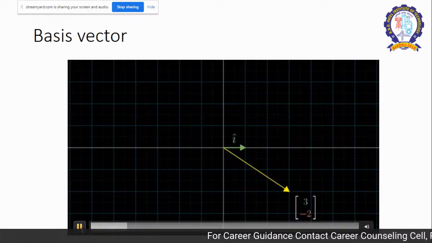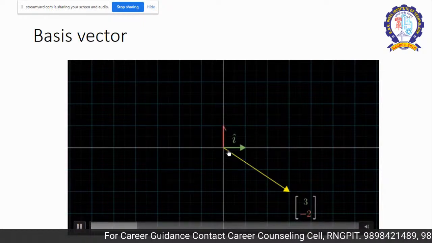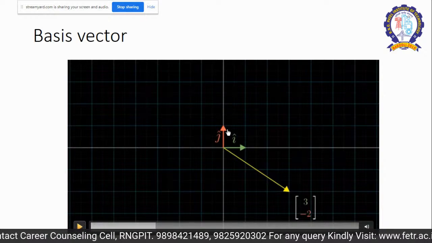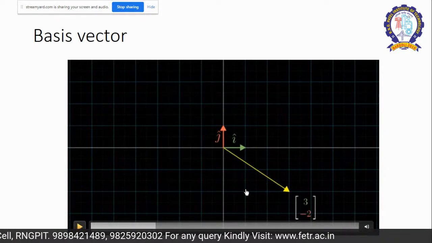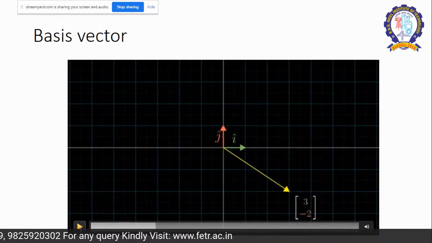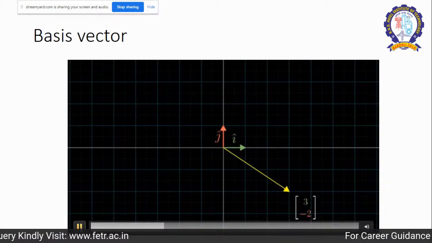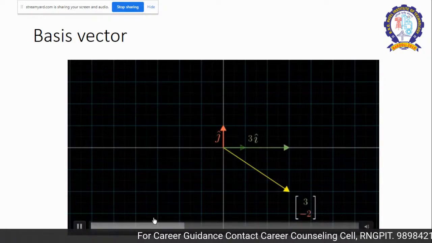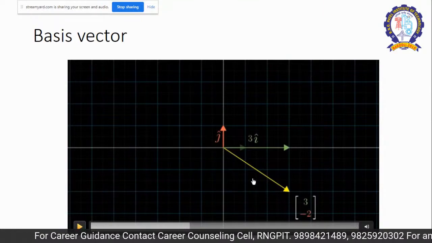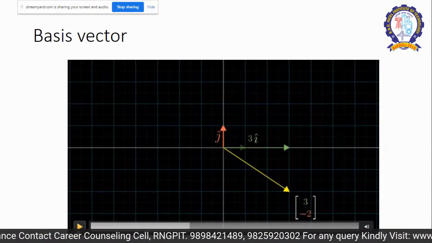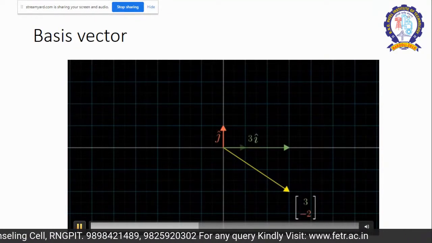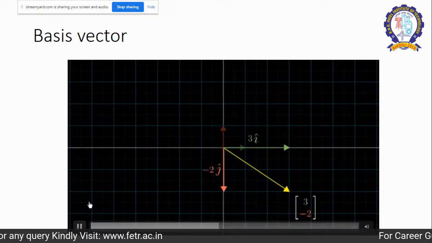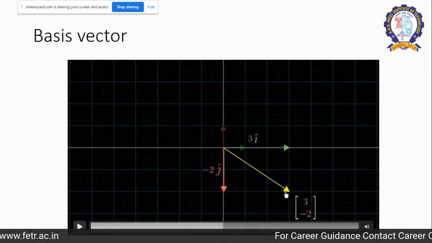So this is nothing but the unit normal vector. It is i in the x direction. The unit normal vector is in the j direction. Whenever we consider 3i, we can expand this i to what? The 3 is nothing but the scaling by 3. It is minus j, which means it is a scaling in the y direction, of -2, and the resultant vector we get is this one.